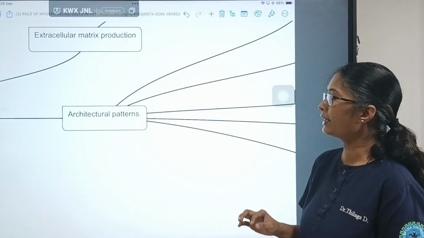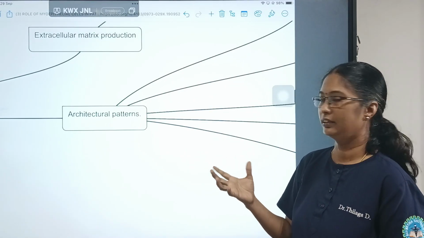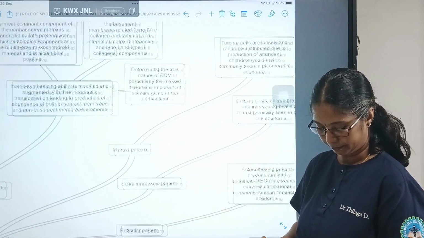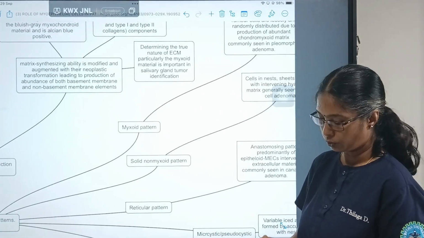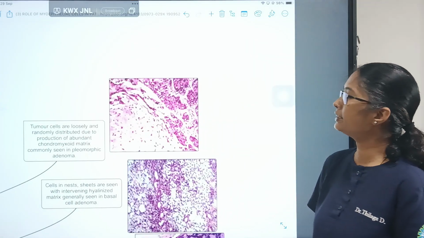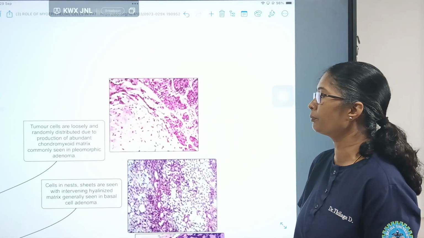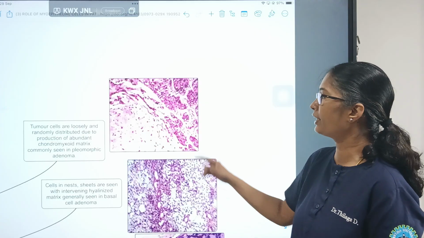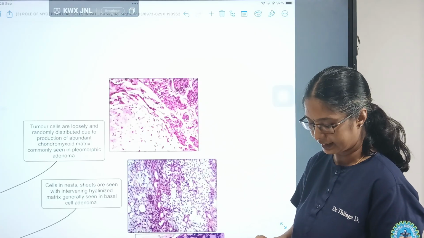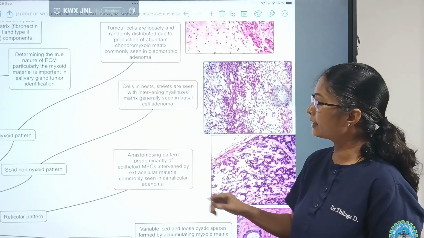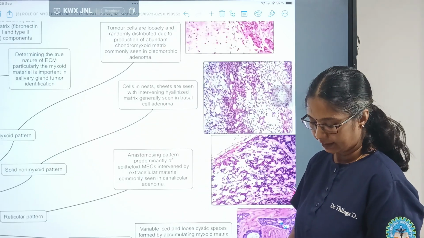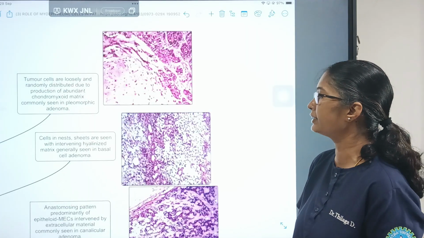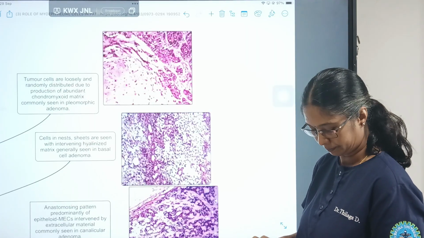And depending upon the architectural patterns, what is architecture? That is the structure, how it is placed. According to that, there is the myxoid pattern. So what is the myxoid pattern? The tumor cells are loosely and randomly distributed through the production of abundant chondromyxoid matrix, commonly seen in pleomorphic adenoma. And there is a solid non-myxoid pattern where the cells in nests and sheets are seen with intervening hyalinized matrix, generally seen in basal cell adenoma.